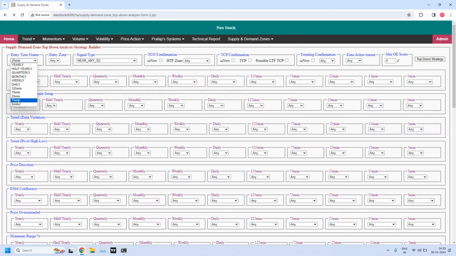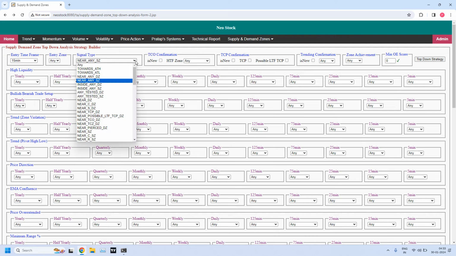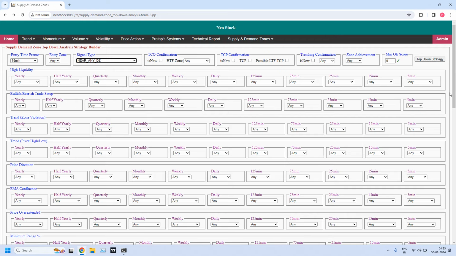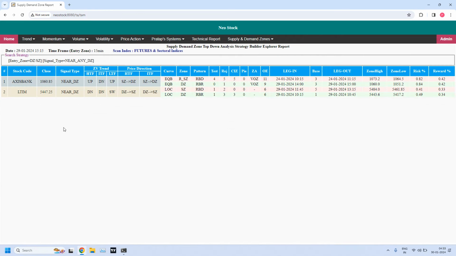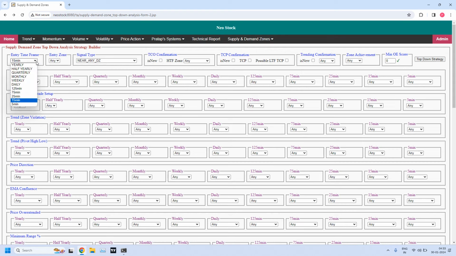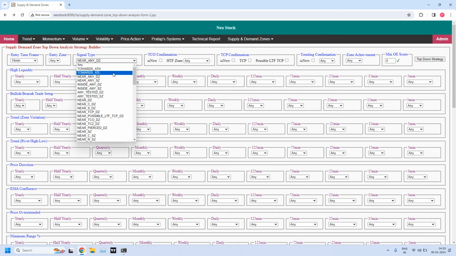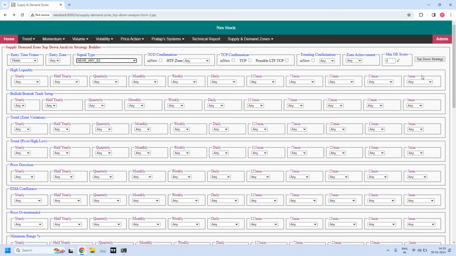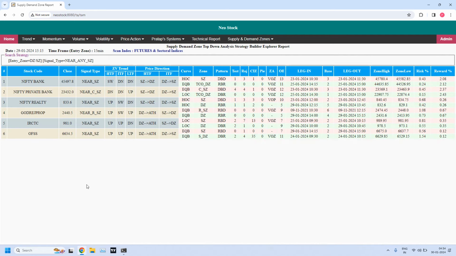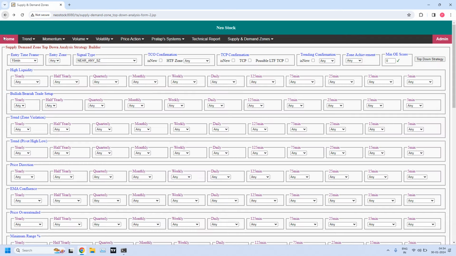Let me change the time frame to 15 minutes. Let us find the stocks near 15 minutes demand zone. So 2 stocks are filtered. So let me go back. For 15 minutes time frame, let us find the stocks near 15 minutes supply zone. So 6 stocks are filtered. So let me go back.